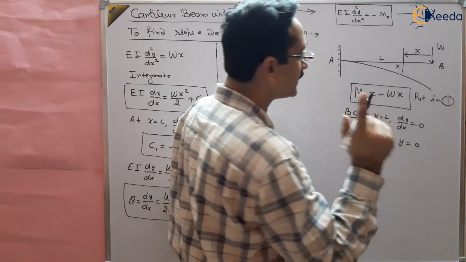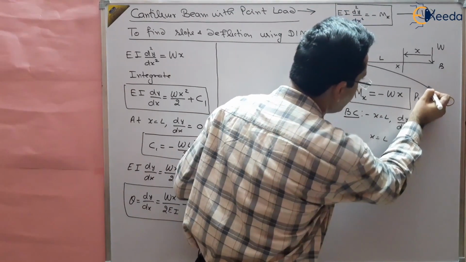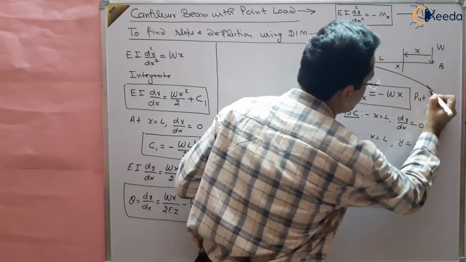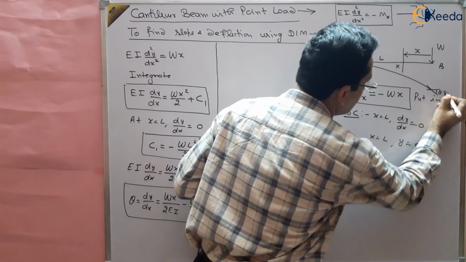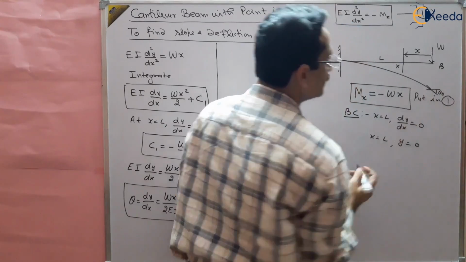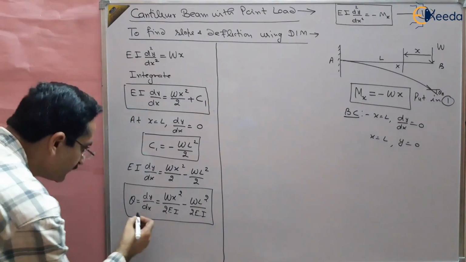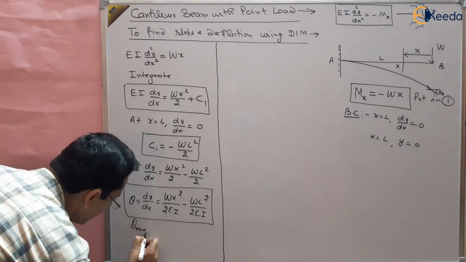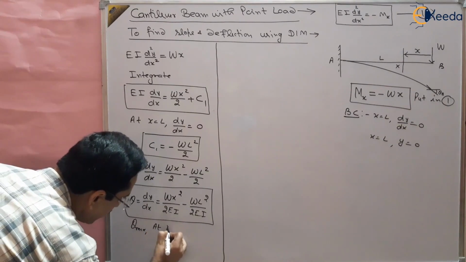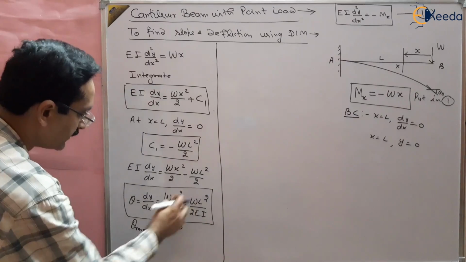is at x equal to 0 because at this point the slope is maximum. We know that at this point, theta B, the slope is maximum. So theta max will be at x equal to 0. So theta max or theta B will be at x equal to 0. Put here x equal to 0 and you will get the slope.